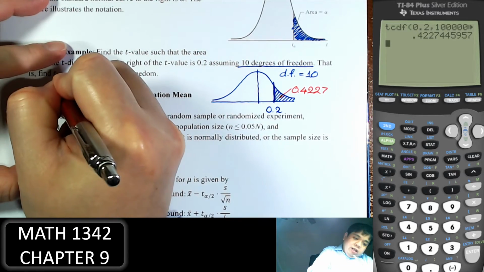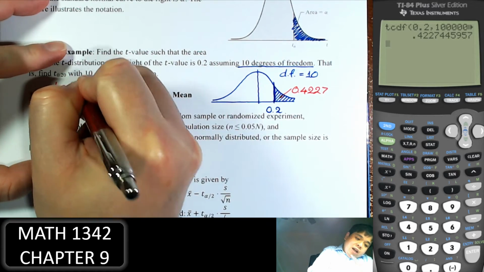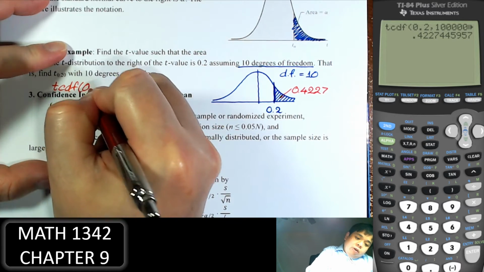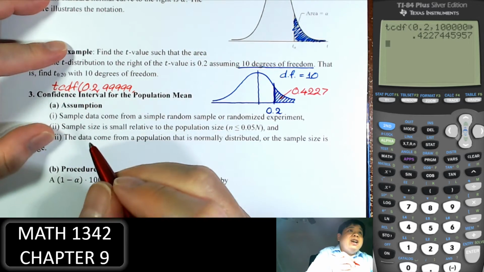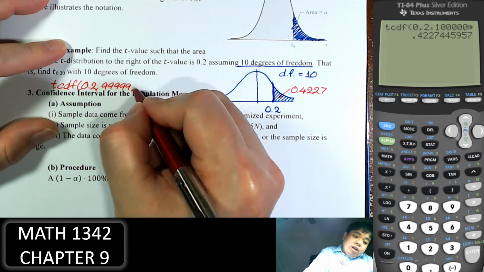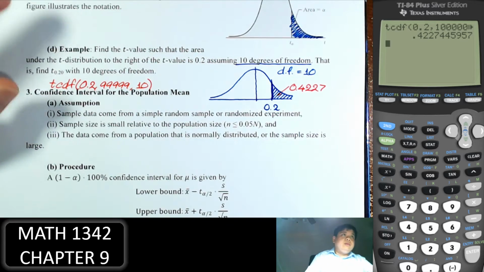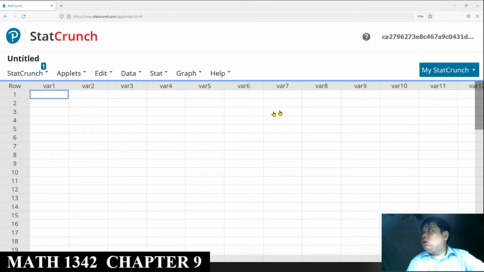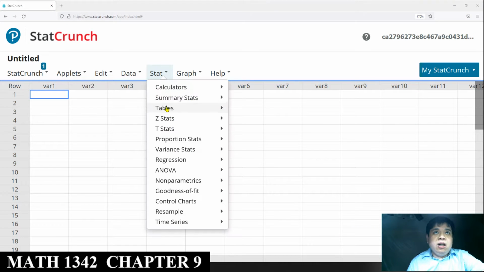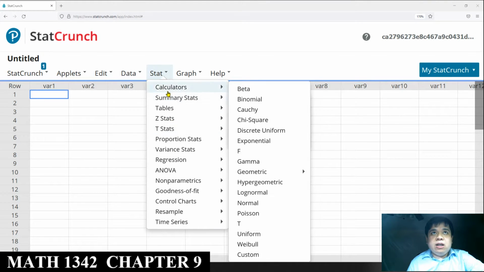Again, I will be using TCDF for this example from 0.2 to a very big number. That will be enough. And then we have to specify the degrees of freedom. Let's do that again. Second distribution, TCDF.